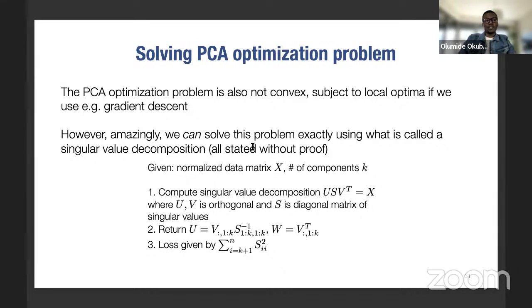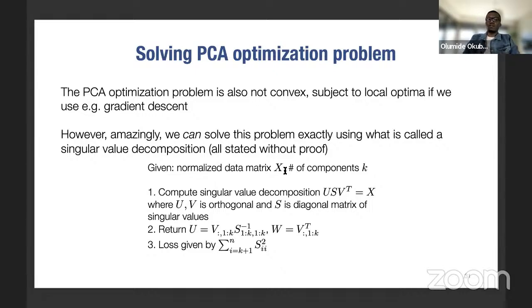So if we use gradient descent, it's problematic. But we can solve it using what we call singular value decomposition, right? So what is singular value decomposition? And I know that a lot of us might be lost here, but I'm going to try as much as possible to explain more and more, and also try to give us intuitions as to what's happening.